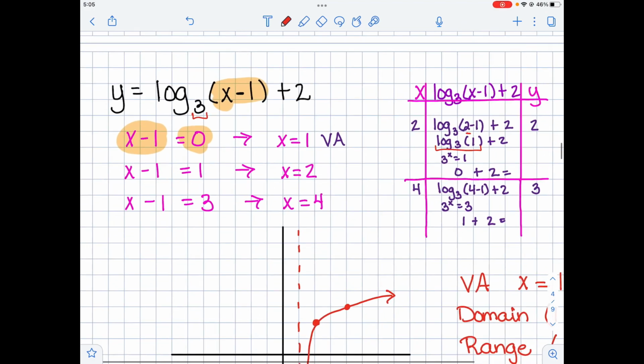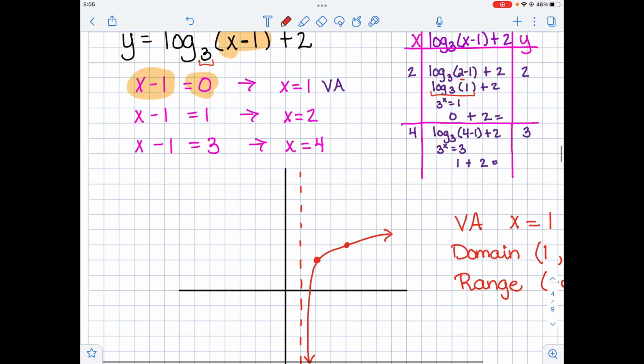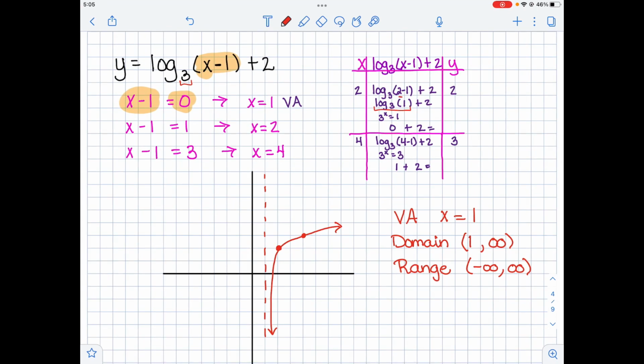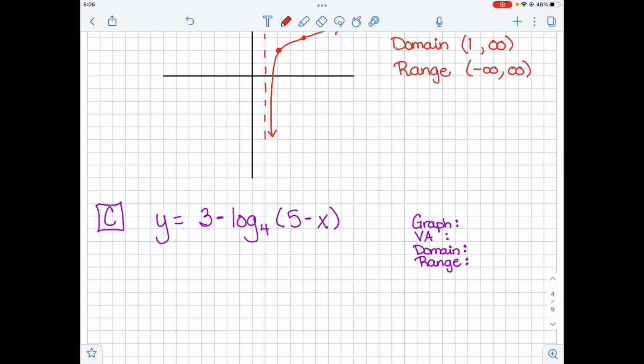I went ahead and plotted my vertical asymptote first, and then my 2 points, my (2, 2) and my (4, 3). Start from my asymptote and go across, and now it is graphed. I can then talk about my domain. We are at 1, that's my vertical asymptote, not included, and to positive infinity, and then the range is all real numbers, negative to positive. I want you to try that one. So you can pause and see how you do.